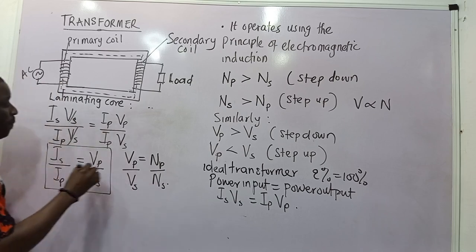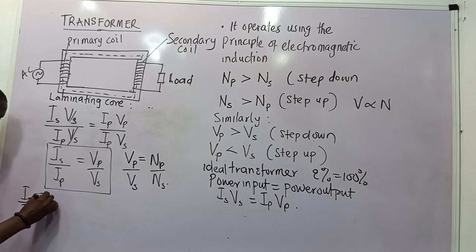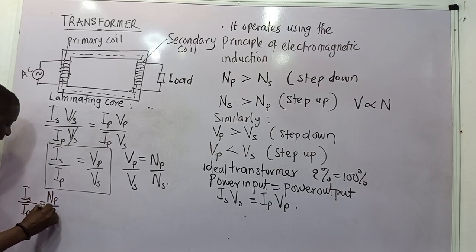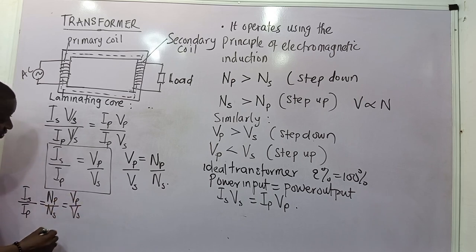So if you combine the three of them together, combine this and this, what do we want to have? Np over Ns equal to Vp over Vs. So that's what we are going to have there.